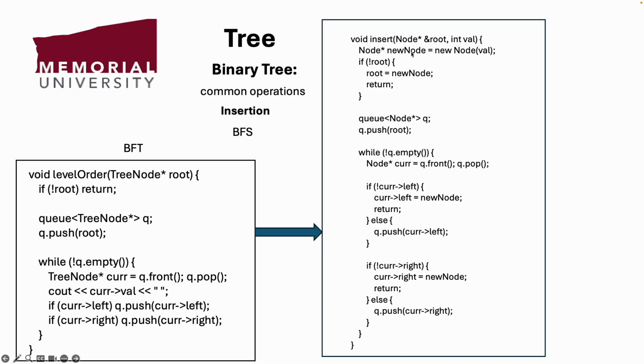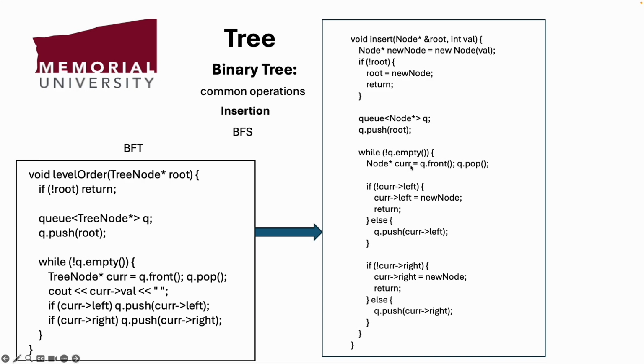We declare the new node based on the value we want to insert. And we have the root node. If this tree is empty, we just declare the root node as the new node. Otherwise we go with the breadth first search, breadth first traversal strategy. We go into the while loop. We leverage the queue and push the root node into the queue. And what do we do next here?